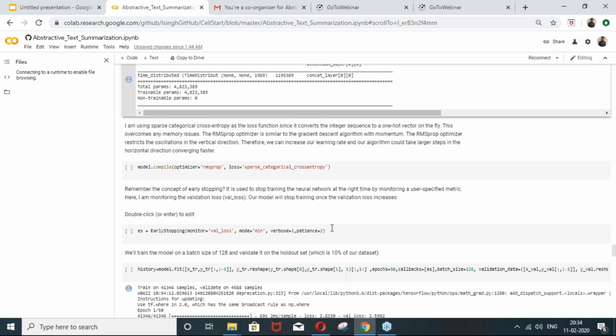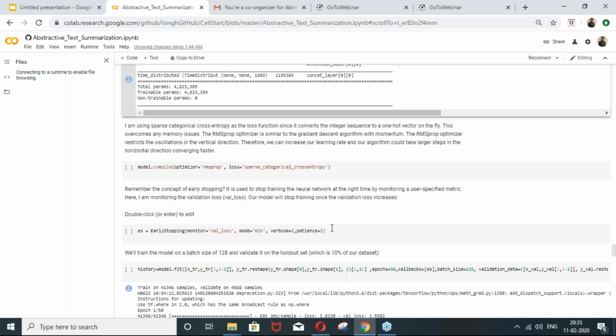Why are we using it? Because it converts the integer sequence into a one-hot vector on the fly. While dealing with integers, you can simply convert them into vectors, but here every word will be different, so it would require more memory. We have to overcome the memory issue, so we are using sparse categorical cross entropy as the loss function, and as the optimizer we are using RMSprop. You might ask why we did not use normal gradient descent or something like that.